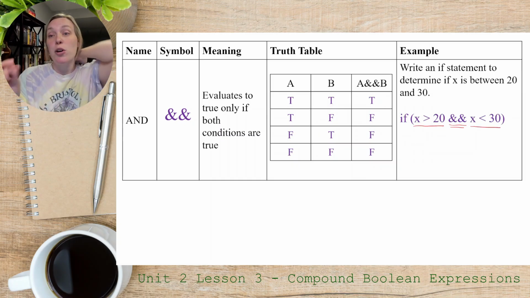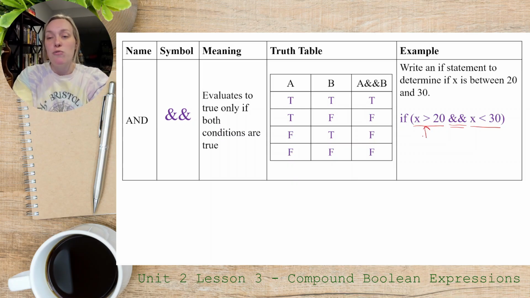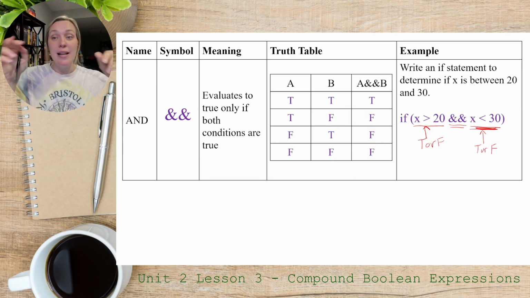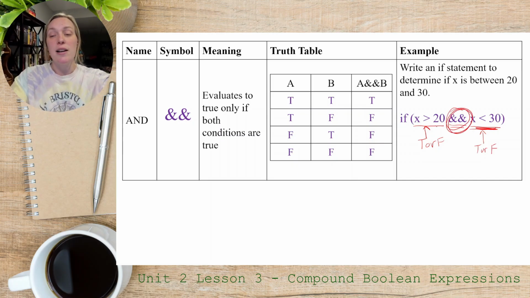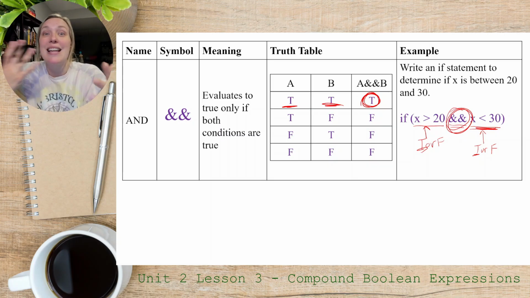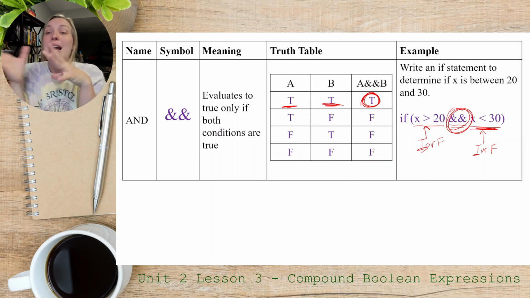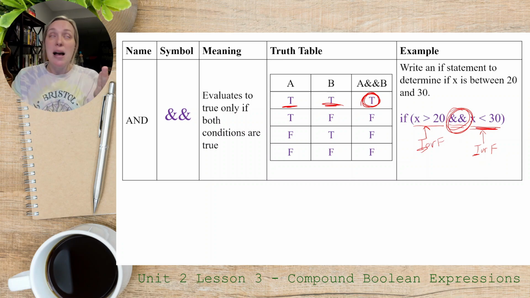So I put a Boolean operator between them. This is going to evaluate to true or false, depending on the value of X, and this is going to evaluate to true or false. Those comparisons happen, and then I use this. The only time it evaluates to true is if both of these expressions evaluate to true. That would then tell us that if X is greater than 20 and X is less than 30, X is between 20 and 30. Make sense?